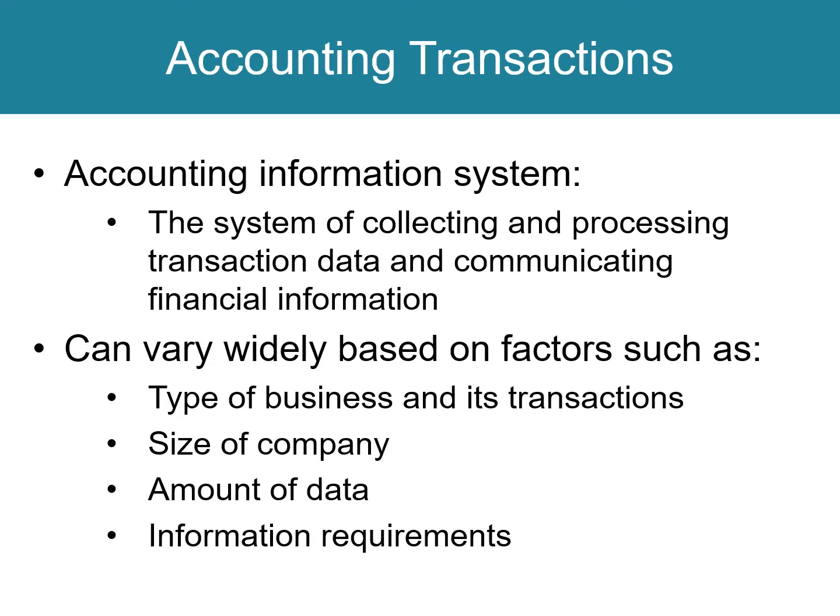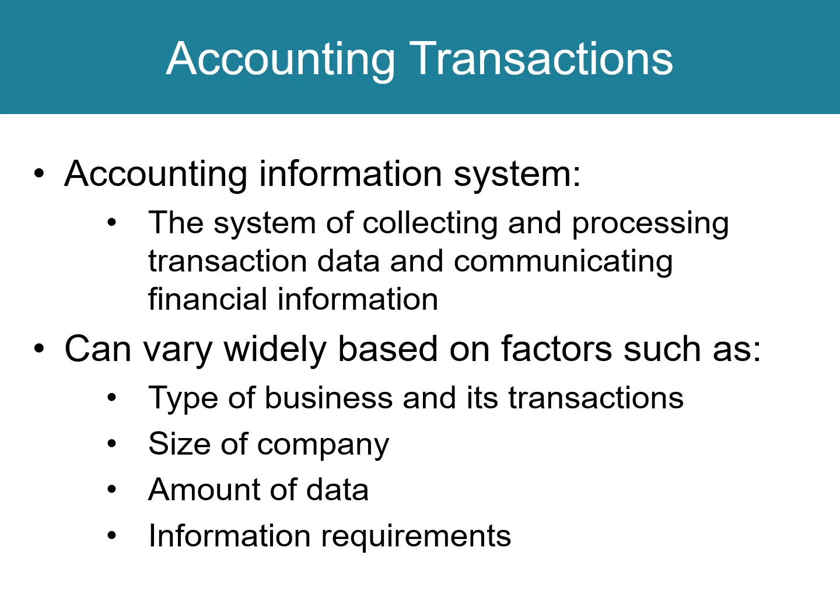Accounting transactions. The accounting information system is used to collect and process transaction data and communicate financial information to decision makers. Factors that shape these systems include the type of business and its transactions, the size of the company, the amount of data, and the information that management and others need.